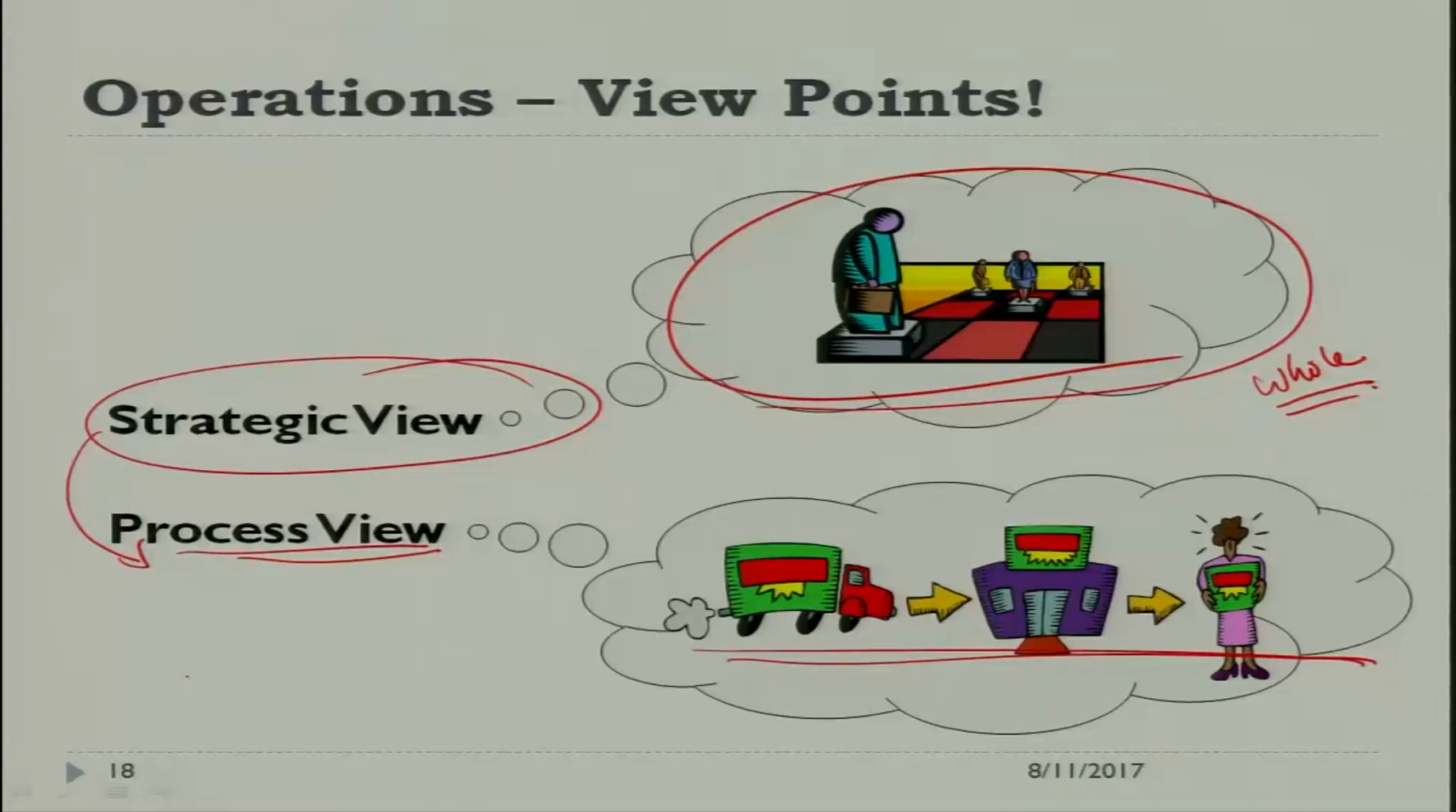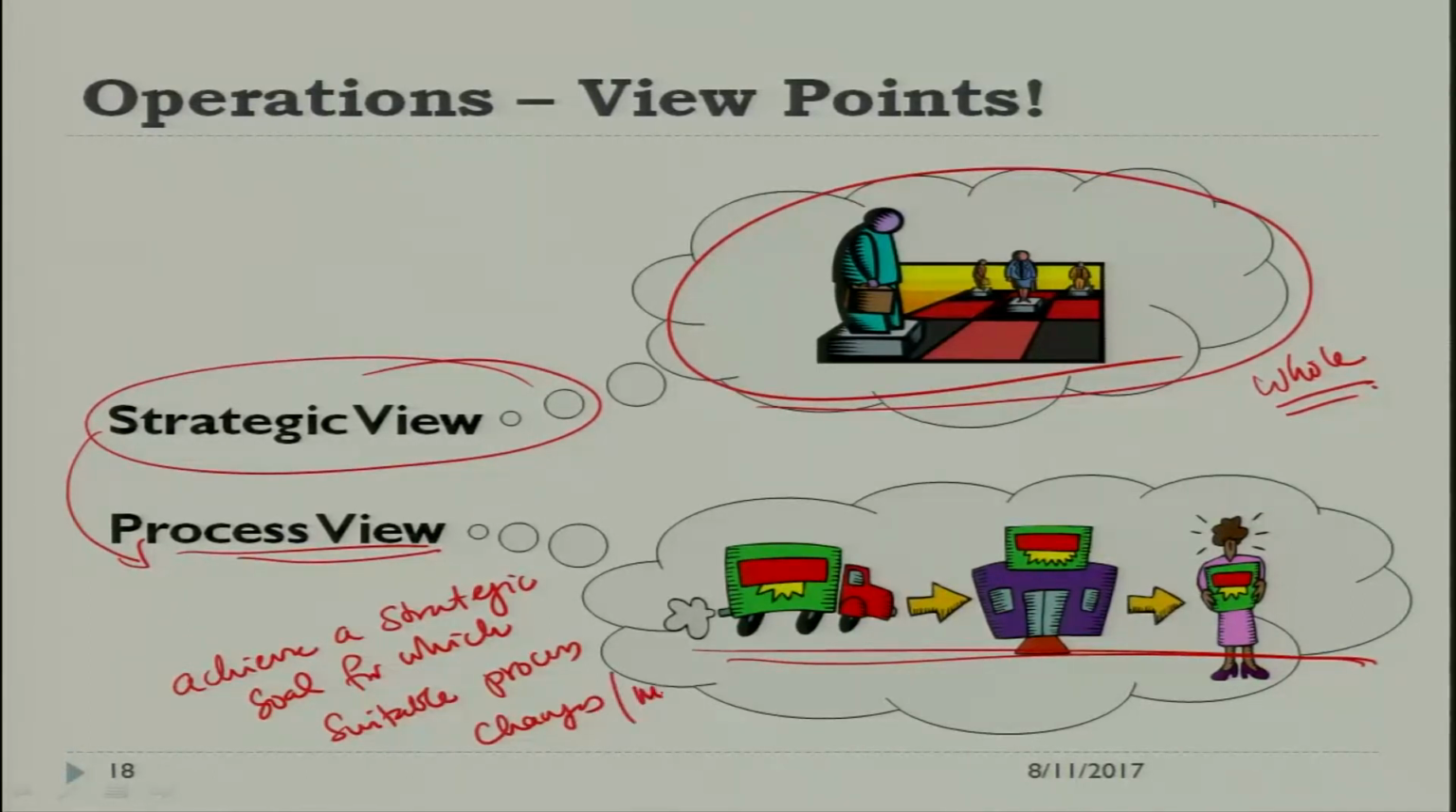So, the aim is to achieve a strategic goal for which suitable process changes or modifications are designed or implemented. That will be the aim in this course: we will use a strategic viewpoint to come up with a goal, and we will achieve the required goal by modifying the process.